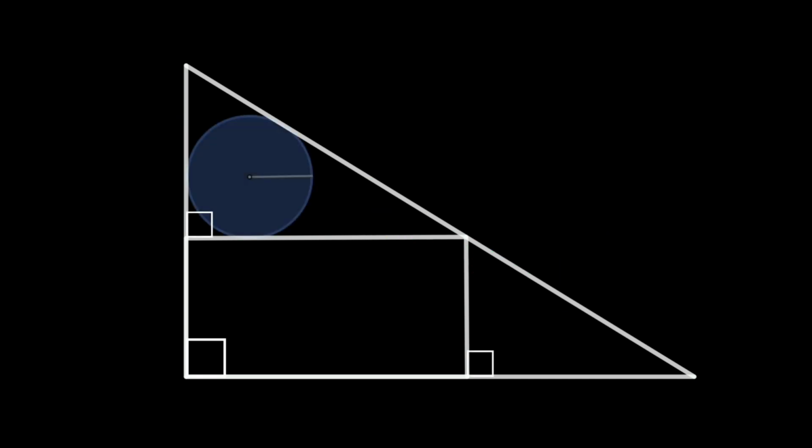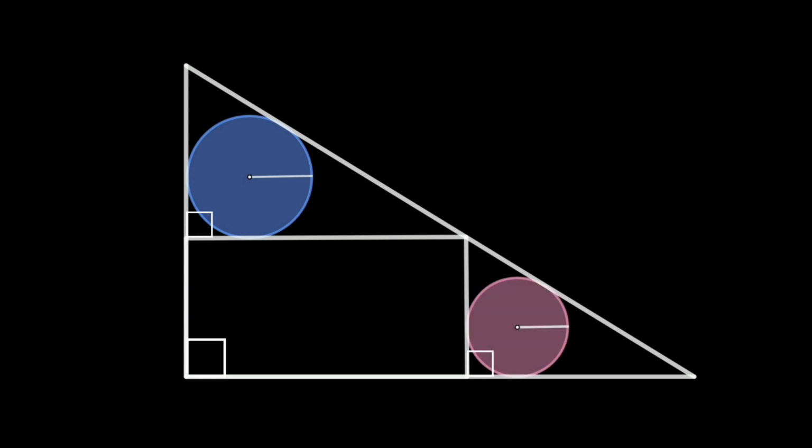So first of all, we inscribe a circle in the top right angle triangle so that the circle is tangent to all the three sides of this triangle. In the similar way, we inscribe a circle in this bottom right angle triangle, and this circle is also tangent to all the three sides of the triangle. Now take the biggest right angle triangle and inscribe a circle inside it so that the circle is tangent to all the three sides of this triangle.